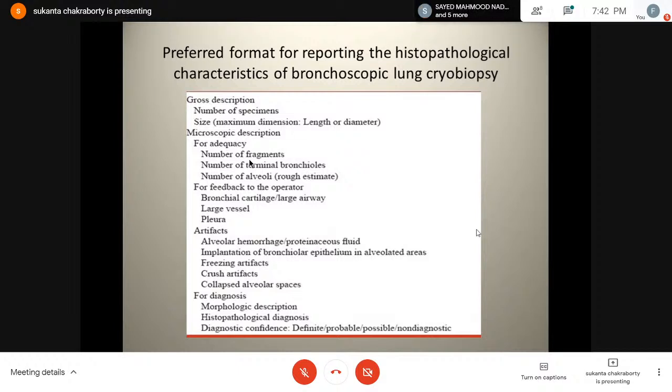We should report artifacts like alveolar hemorrhage, proteinaceous fluid, implantation of bronchiolar epithelium in alveolated areas, freezing artifact, crush artifact, collapsed alveolar spaces, and finally for diagnosis there should be a morphological description and, whenever possible, a definitive histopathological diagnosis, and we should also report the diagnostic confidence. Is it definite, or non-diagnostic, or somewhere in between like probable or possible.